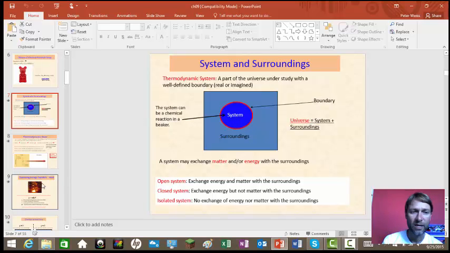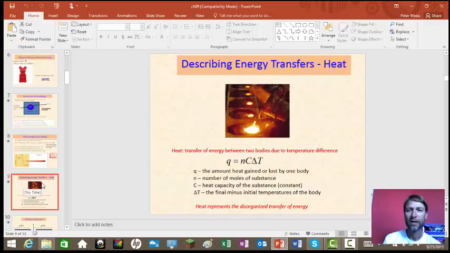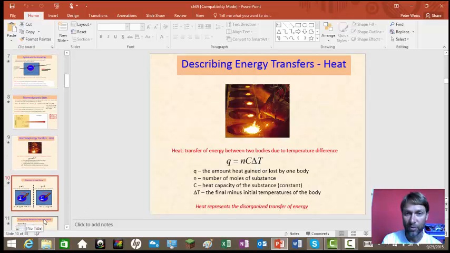Now, the most important equation for calorimetry is this one right here, describing energy transfers in terms of heat. Remember, heat is the transfer of energy between two bodies due to a temperature difference. You have heat flowing from hot to cold, and it's given by this equation where Q is heat, n is the number of moles of a substance, C is the specific heat capacity of that substance, and T is the temperature difference between the hot body and the cold body. This is a disorganized transfer of energy, unlike work. Now the signs on Q are very important.